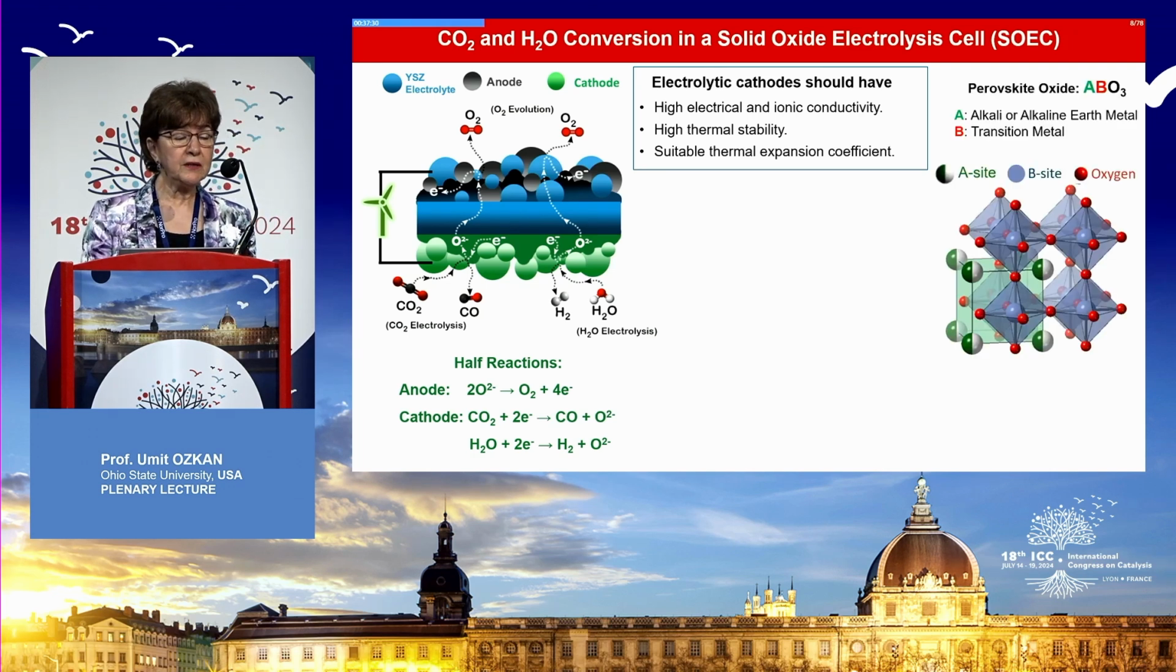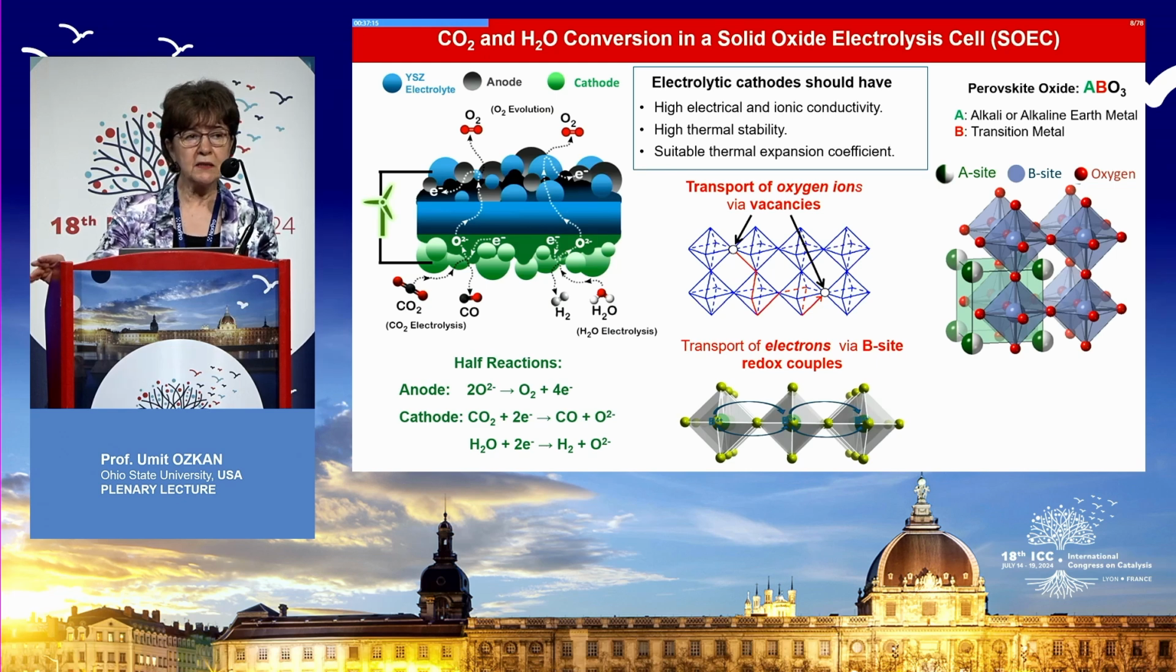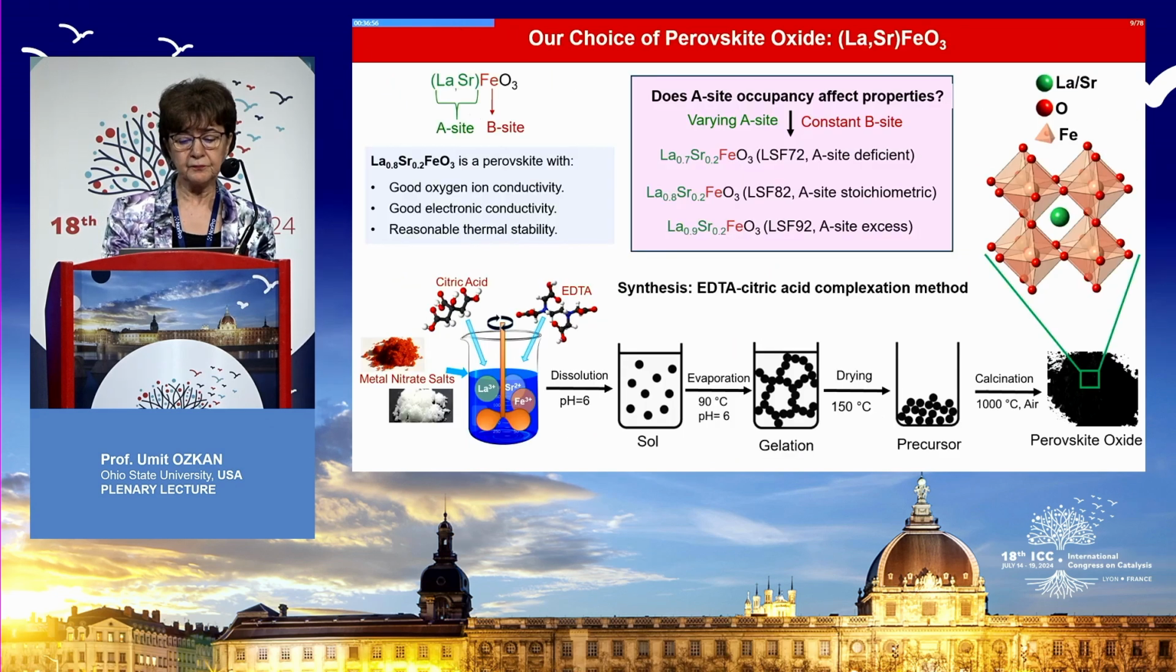The materials that we have been working with are perovskite oxides. They have the formula ABO3. A is an alkali or alkaline earth metal, and B is usually a transition metal. Now, it's possible to do the tuning, for example, by introducing oxygen vacancies. We can increase the oxygen ion mobility. And by changing the B site doping and increasing the redox couple, we can increase the transportation of electrons.